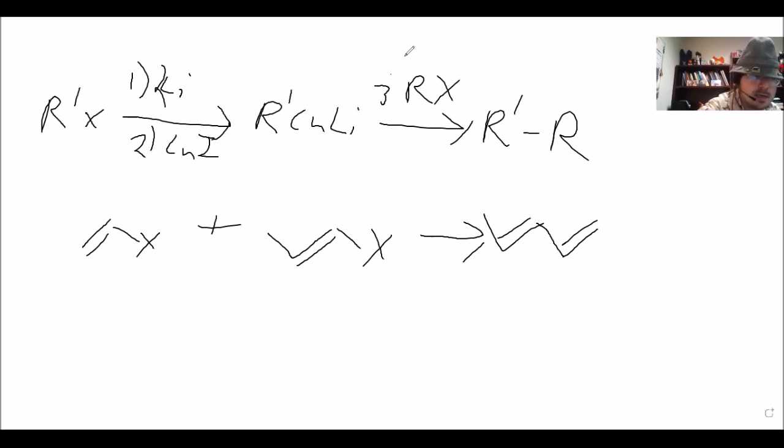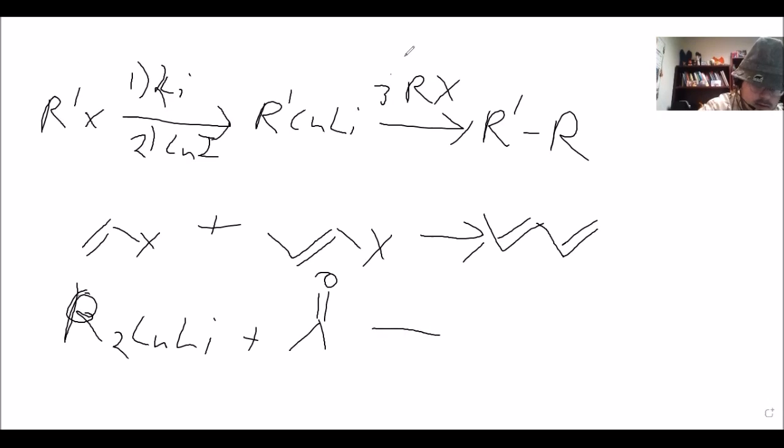And one other thing is that Gilman does not react with carbonyl. So our R2CuLi plus a ketone or aldehyde, no reaction. It's a way you can selectively add to this.